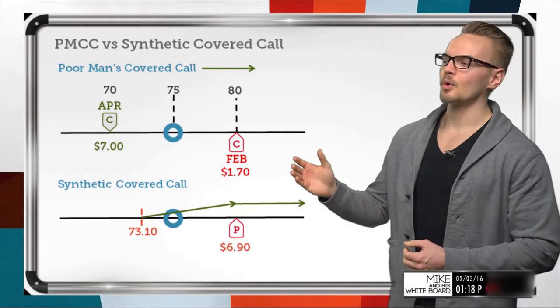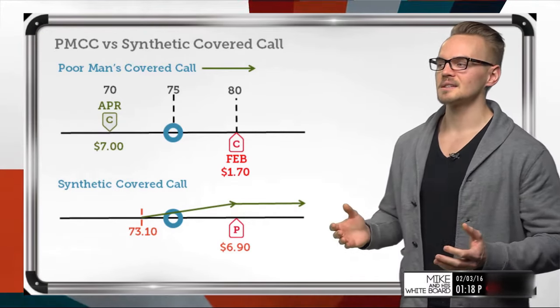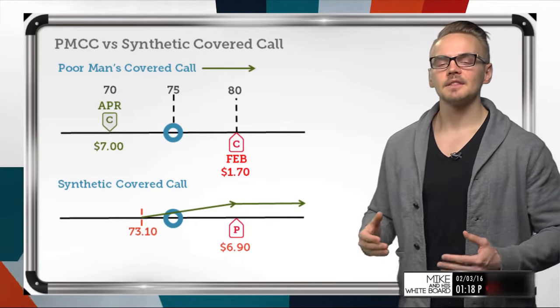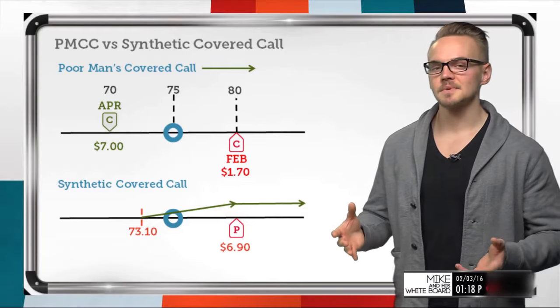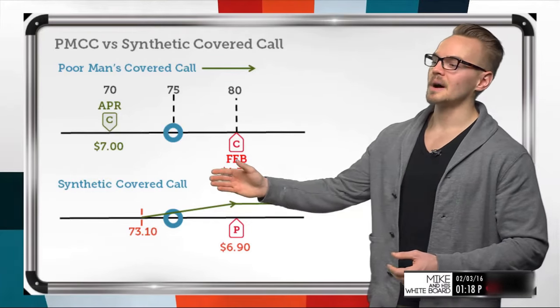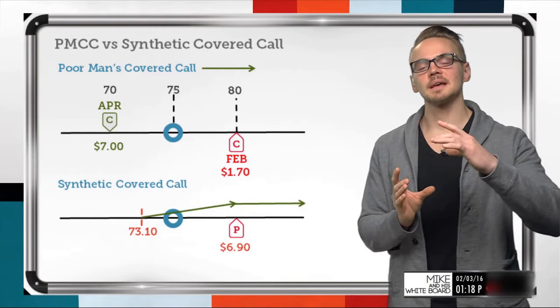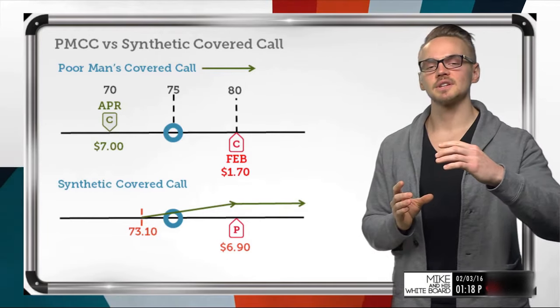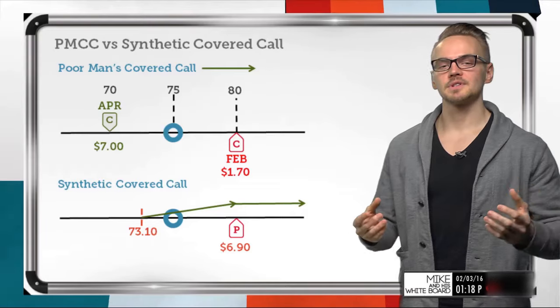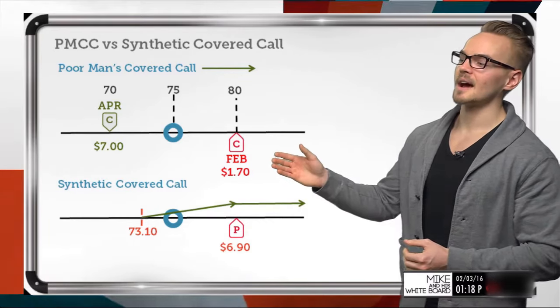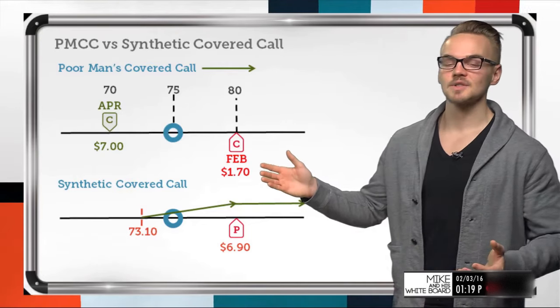So with a poor man's covered call, basically it's a standard diagonal spread. It's a bullish diagonal spread, and the reason I say it's a diagonal spread is because we are combining a calendar spread, which is just using two options on the same strike, but in different expirations, with a vertical spread, which is two different strikes in the same expiration. So when we create a hybrid of that, we've got ourselves a diagonal spread.